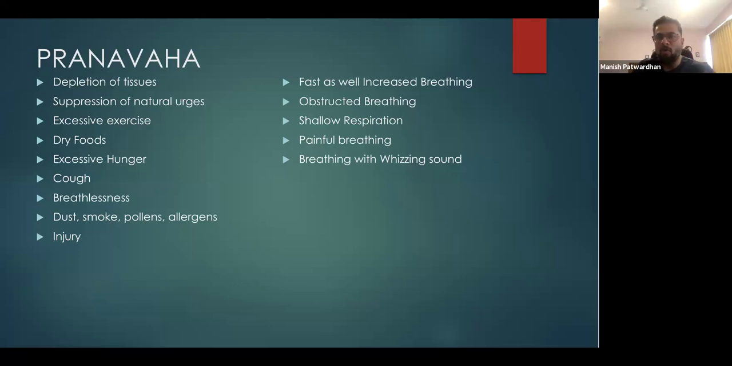When we look at what is seen as the effect of that: fast as well as increased breathing, obstructed breathing, shallow breathing, painful breathing, or breathing with a wheezing sound. So if these are the causative factors, these are the effects of the disturbance of the pranavaha srotas.